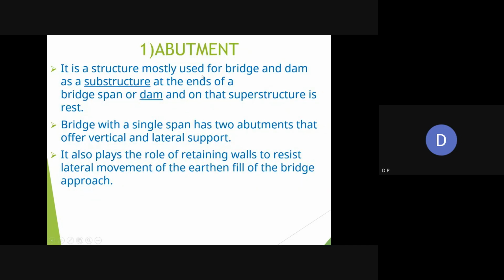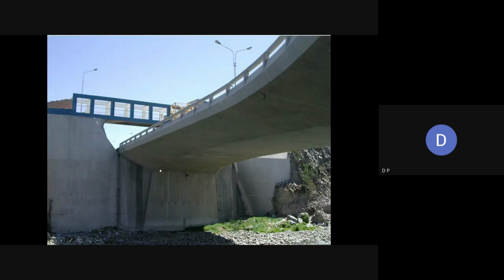Abutment is a structure mostly used for bridge and dam as a substructure at the ends of the bridge span or dam, and on that the superstructure rests. A bridge with a single span has two abutments that offer vertical and lateral support. It also plays the role of retaining walls to resist lateral movement of the earthen fill of the bridge approach. So you can see this particular abutment and wing wall.